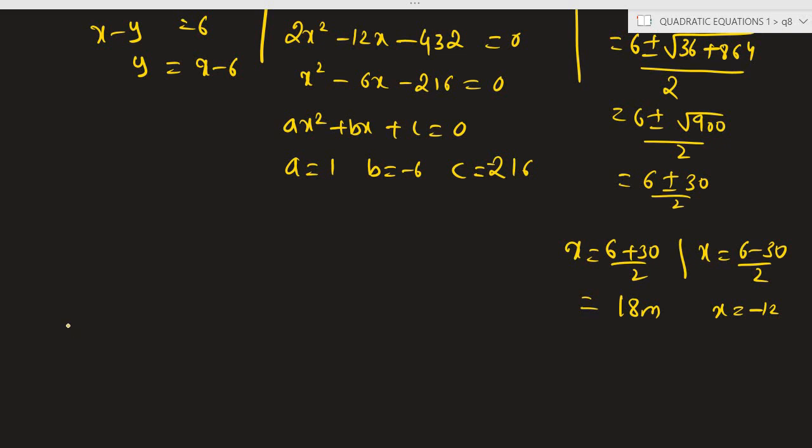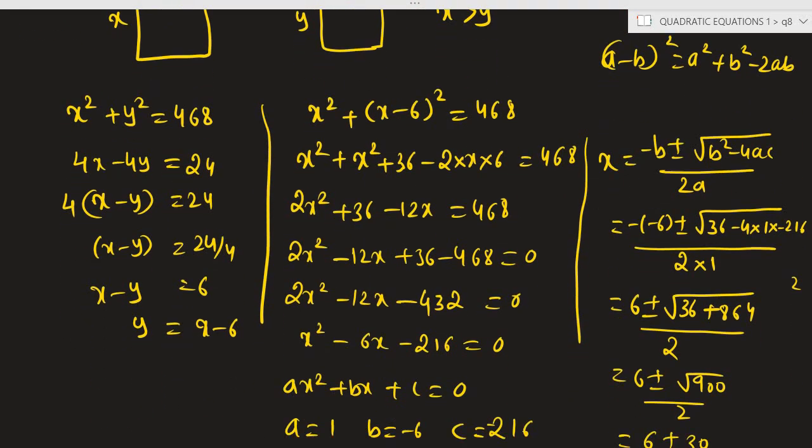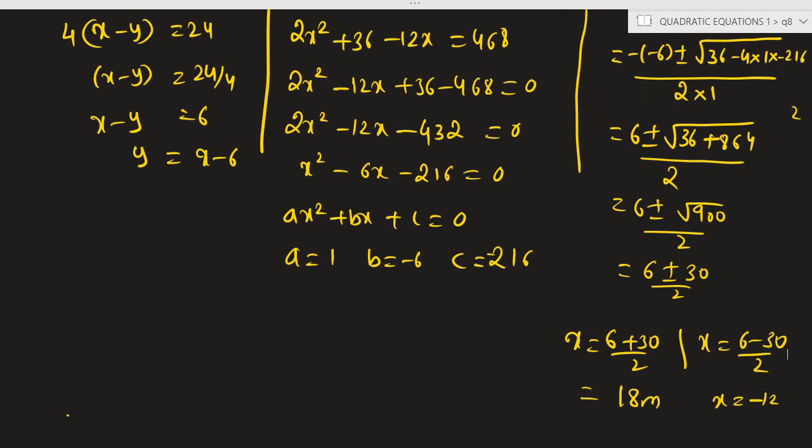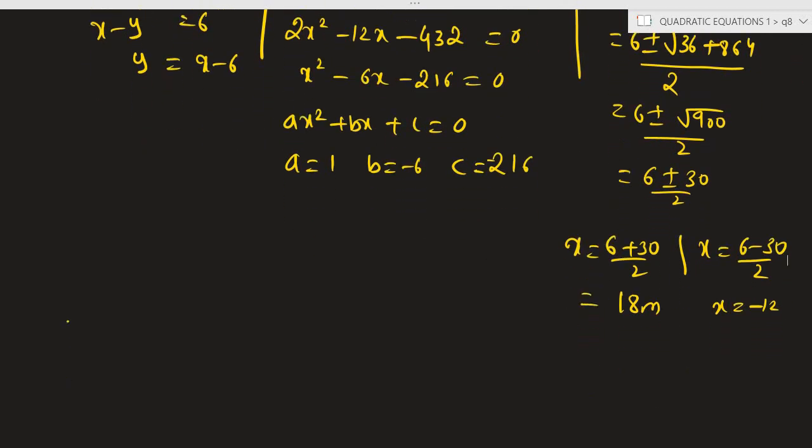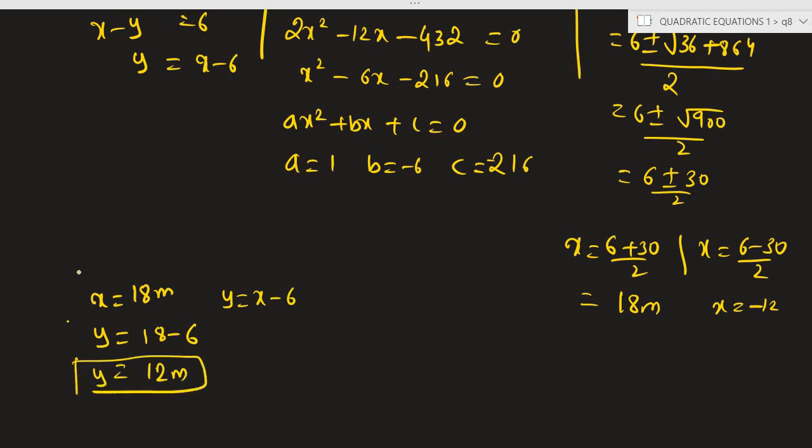What is the other side here? X minus y is equal to 6 is given. If x is equal to 18 meter, y is equal to x minus 6, which is 18 minus 6, that is 12 meter. The side of one square is 12 meter and the side of the bigger square is 18 meter. This is the answer for the given question. So thank you.